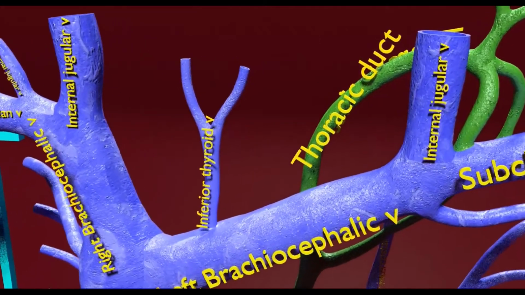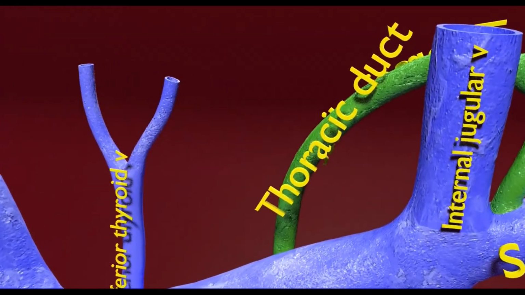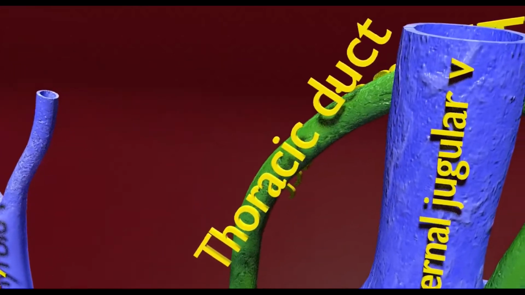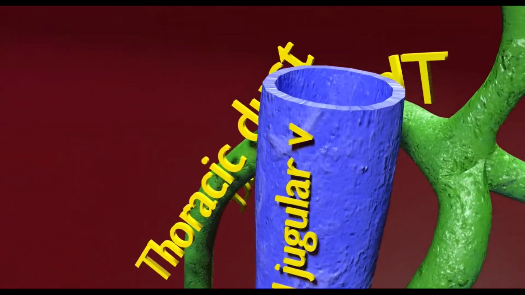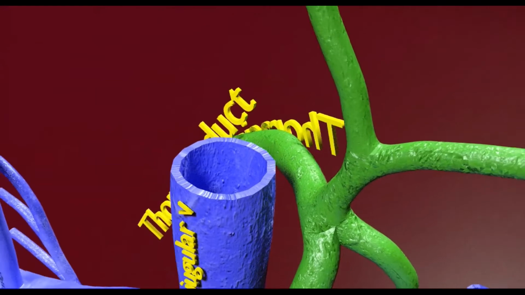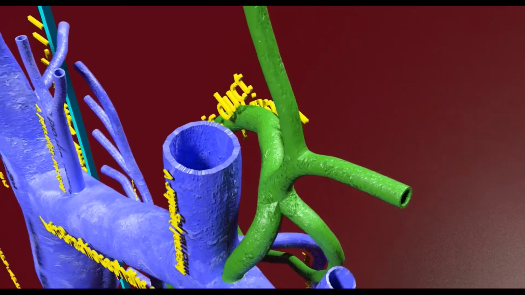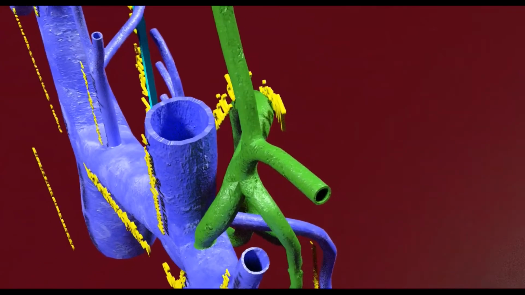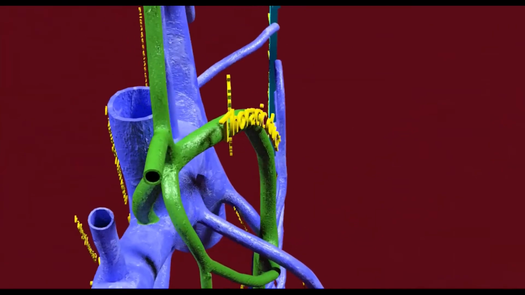Next, we will see thoracic duct. It is a lymphatic duct which drains into the systemic circulation at the junction of left subclavian vein and internal jugular vein at the commencement of the brachiocephalic vein.